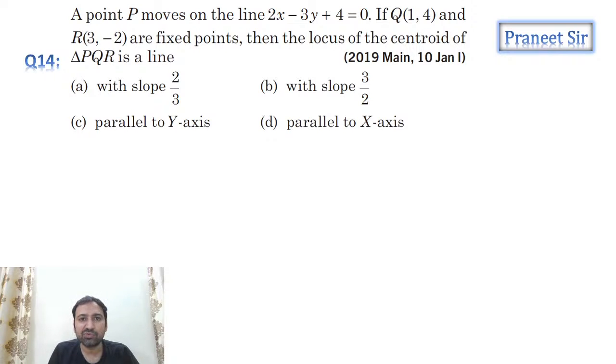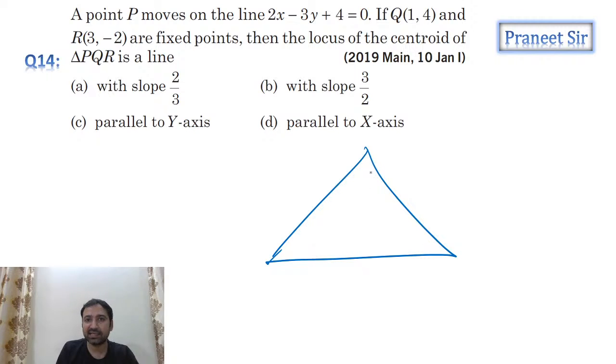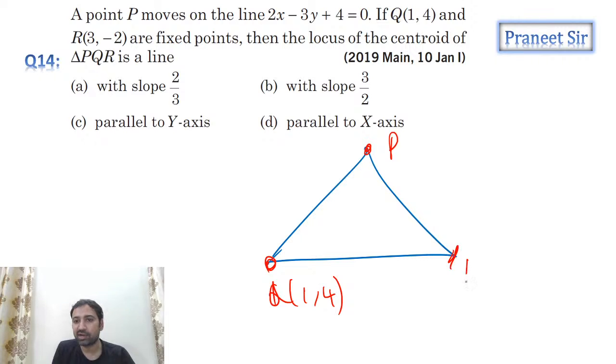A point P moves on the line 2x minus 3y plus 4 equals 0. If Q is given as (1, 4) and R is given as (3, minus 2), which are fixed points, then find the locus of the centroid of triangle PQR. So guys, let's take it this way. Let's take this point as P and this point as Q. The point Q is given as (1, 4). The point R is given as (3, minus 2).